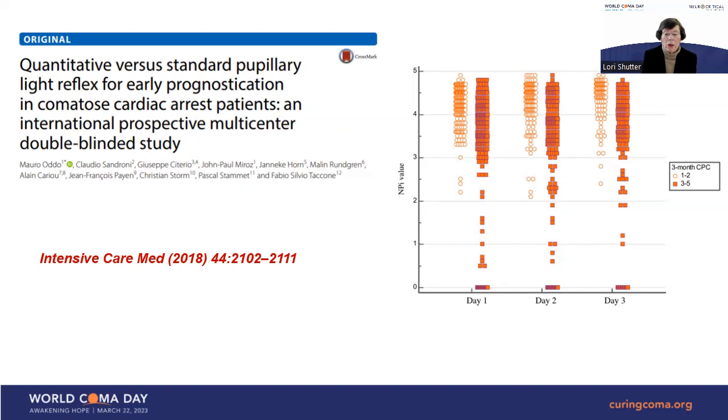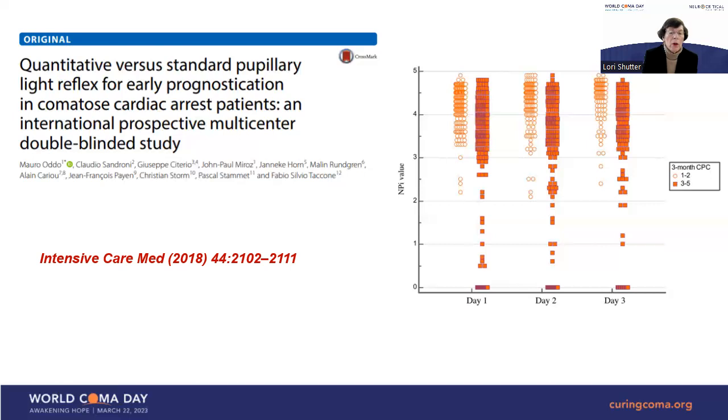And what they found is that patients who had NPIs less than or equal to 2, and this was in 456 patients, that this was highly predictive of unfavorable outcomes. And if you added this to somatosensory evoked testing, you actually had higher sensitivities with a comparable specificity of 100%. So using this tool to actually help predict outcome may be another option for us.